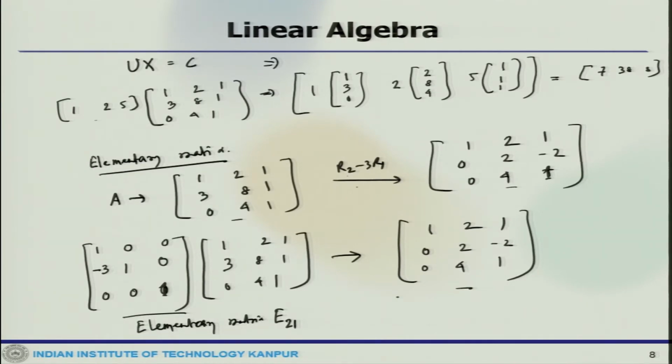So, what we can have essentially is E32 into E21 into A, which will give us the upper triangular matrix, or one can write E32 E21 into A. So, this is called the associative property of the matrix. Okay.